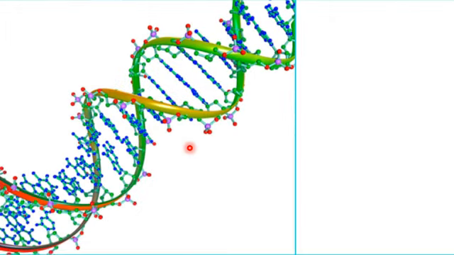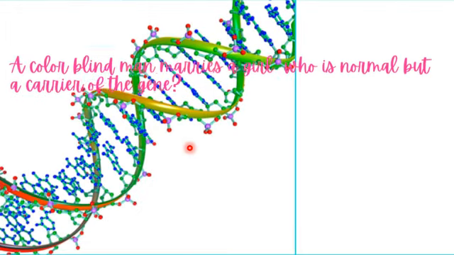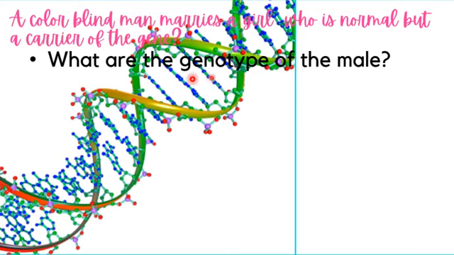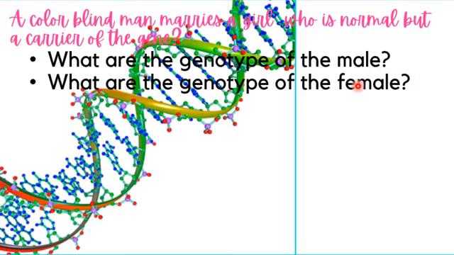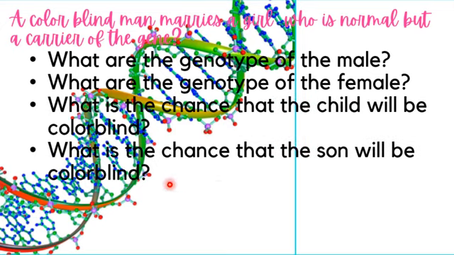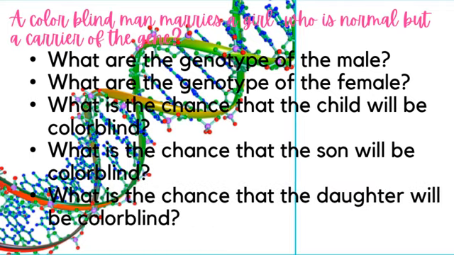Okay? So the next problem goes like this. A colorblind man marries a girl who is normal but a carrier of the gene. What is the genotype of the male? What is the genotype of the female? What is the chance that the child will be colorblind? What is the chance that the son will be colorblind? And the last one, what is the chance that the daughter will be colorblind?